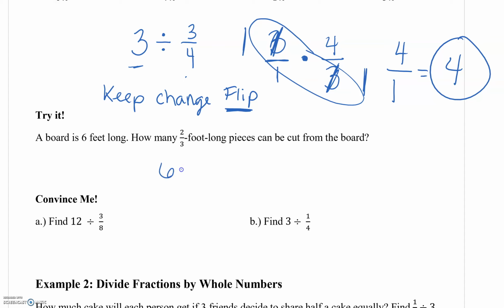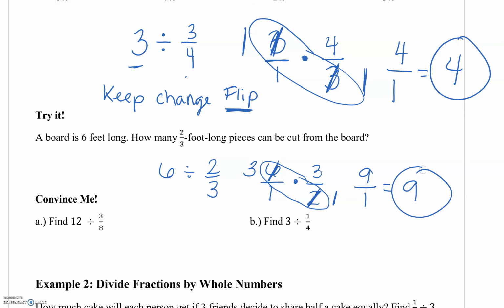So we have 6 feet long, that is divided by 2/3. We want to keep the first one, make it into a fraction, change to multiplication, and then flip our last fraction. Looking at my diagonals, 1 and 3 are already simplified, but I have 6 and 2 here. So divide by 2, I get 1. Divide by 2, I have 3. Now multiply across. I have 3 times 3, which is 9. 1 times 1, which is 1. So 9 was your answer here.